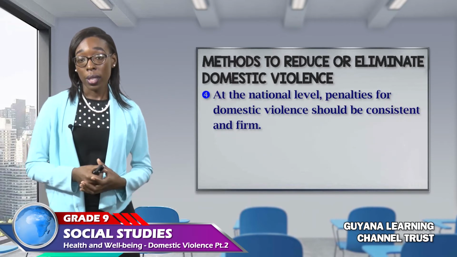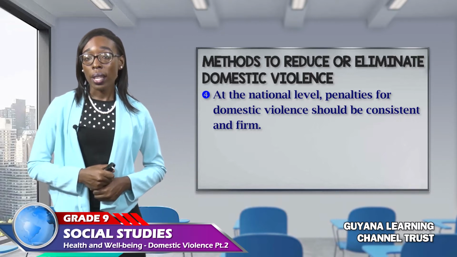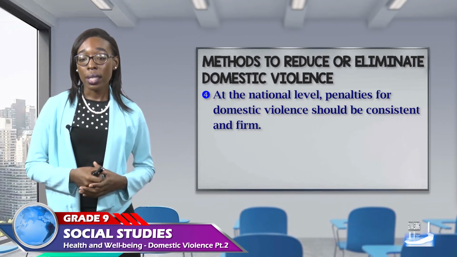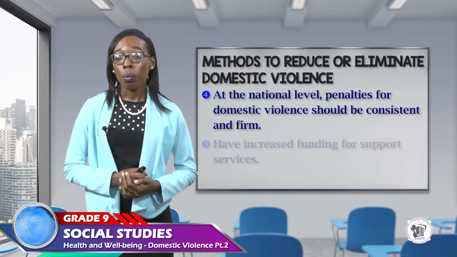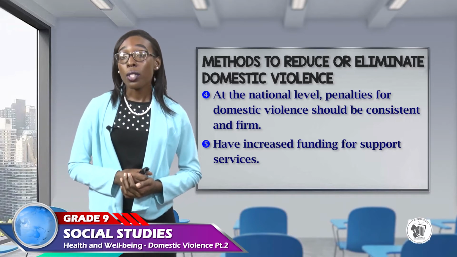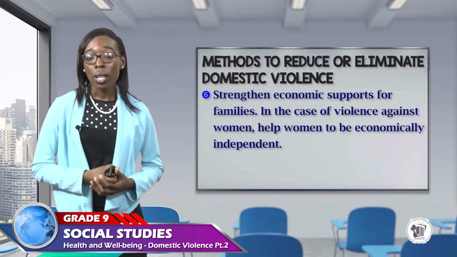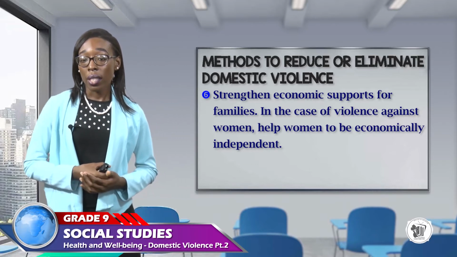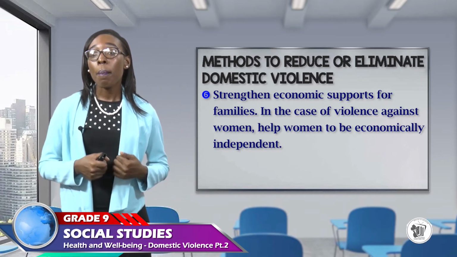A fourth method that can be used to eliminate or reduce domestic violence is one that we can use at the national level. And this includes penalties for domestic violence should be consistent and firm. At the national level, we should also have increased funding for support services. A sixth method that we can use is strengthening economic support for families. In the case of violence against women, help women to be economically independent.